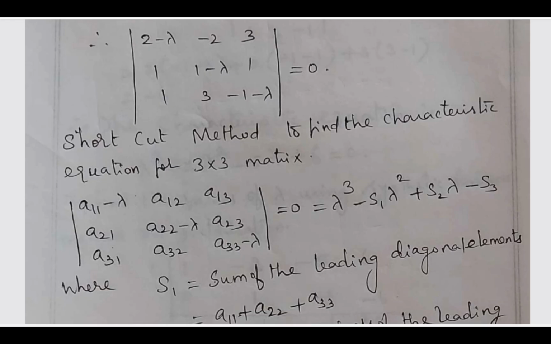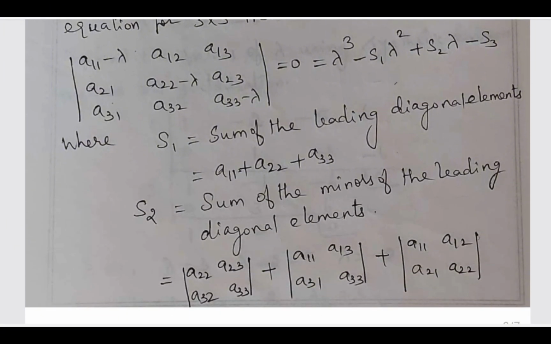Here we get a cubic equation because it is a 3 by 3 matrix. By expanding this determinant, we get only a cubic equation, which is lambda cube minus S1 into lambda square plus S2 into lambda minus S3. What are S1, S2, S3? I have given the explanation. S1 is nothing but the sum of the leading diagonal elements, which is A11 plus A22 plus A33.